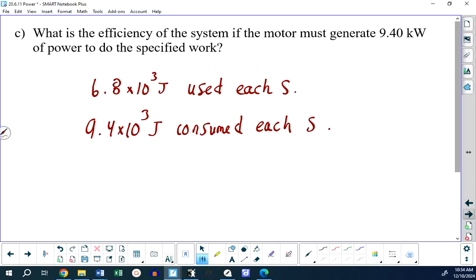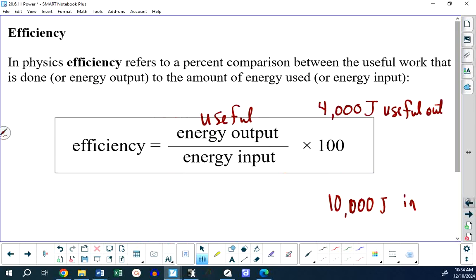Where's the rest of the energy? Probably heat. No doubt about it. Not probably, heat. It's the only place it can go. So if you want to find the percent efficiency, you can take the power out that's useful over the power in. You could take the energy per second out over the energy per second in. I want to back up for a second. See, this formula is traditionally given by talking about energy.